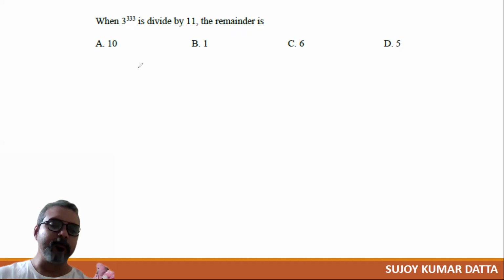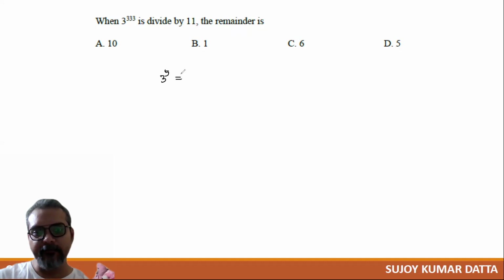There are two ways of doing this. One is that we directly use Euler's theorem, or we use the normal process. So we need to figure out some power of 3 which, when divided by 11, gives a very small remainder. Now if you look at this carefully, 3 raised to the power 5, that is 243.